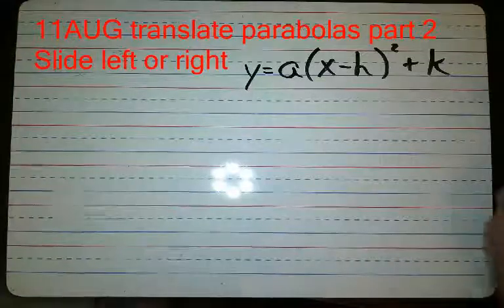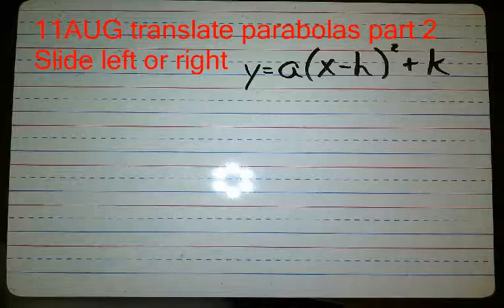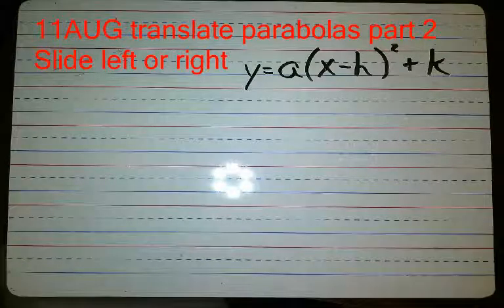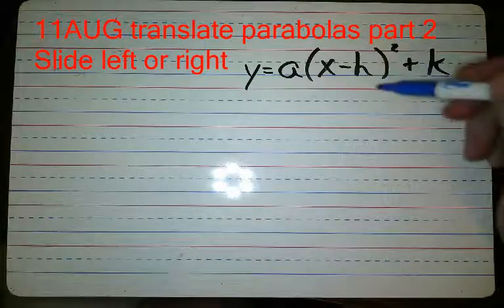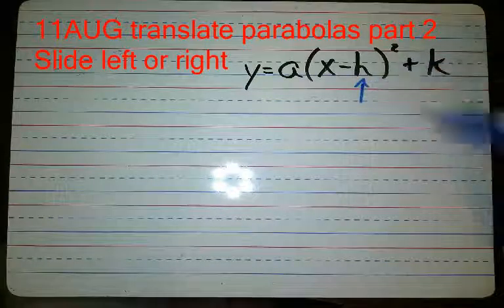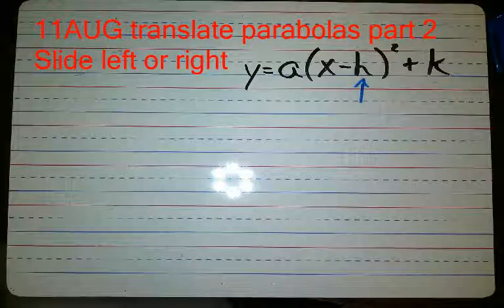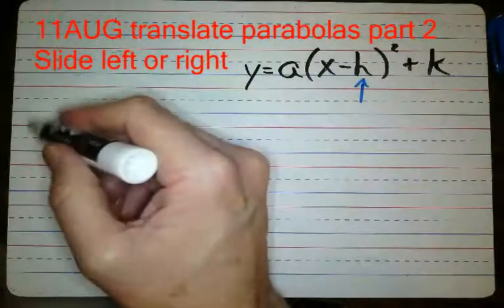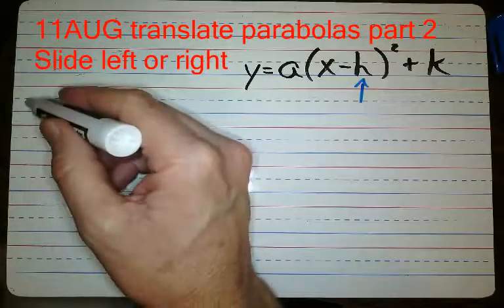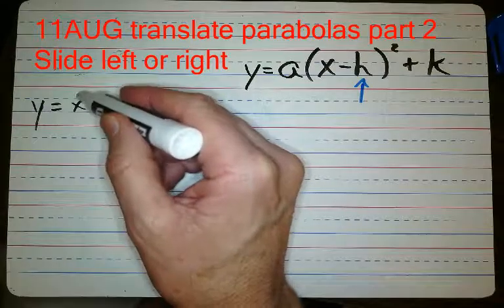Okay, this is 11 August. Translating parabolas part 2, sliding left or right. So today we're going to be dealing with this part of the graph. So once again, just like always, we compare everything we do to the original graph.